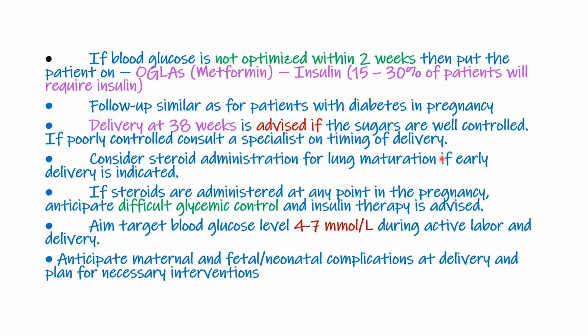Can we consider that the steroids will alter glycemic control? If steroids are administered at any point in pregnancy, anticipate difficult glycemic control, and insulin therapy should be advised. The target during labor and delivery should be 4 to 7 millimoles per liter. Also anticipate fetal, maternal and neonatal complications of delivery and plan for necessary intervention.